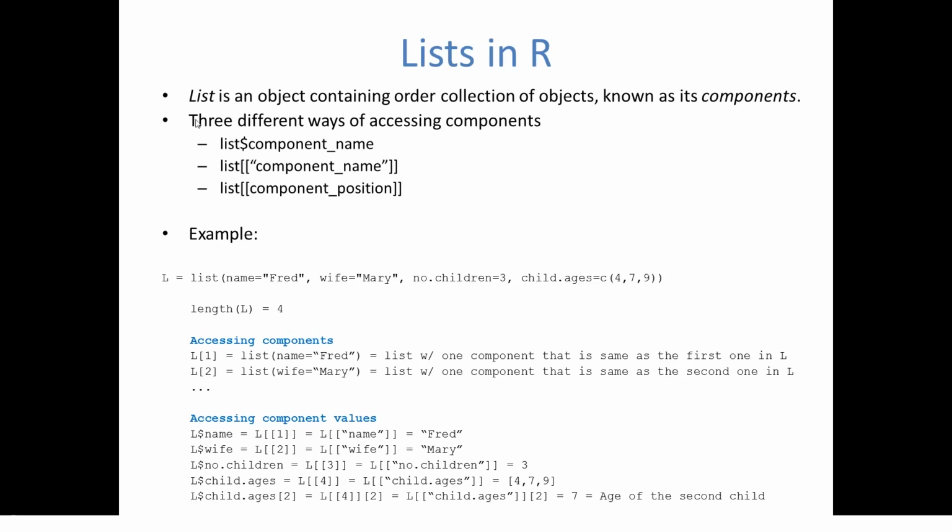So list is a collection of components with an order defined among them. And when I say list$component, I can extract that particular object with that component. Or there is also another way of accessing that component by specifying 2 open square brackets. I can say component name here or component position. Let's take a look at the example.